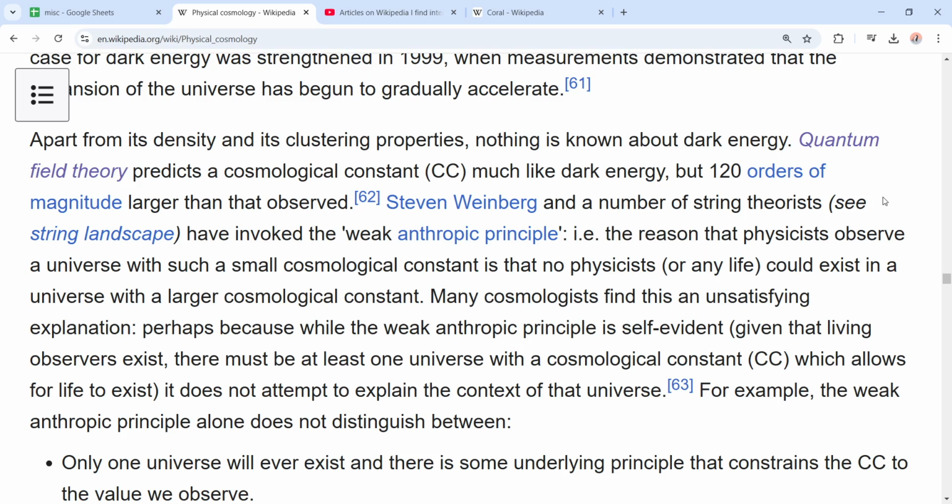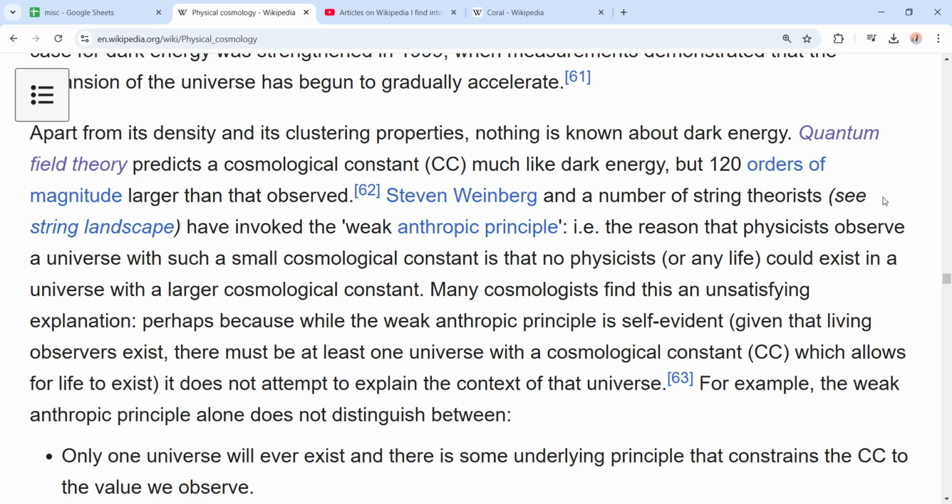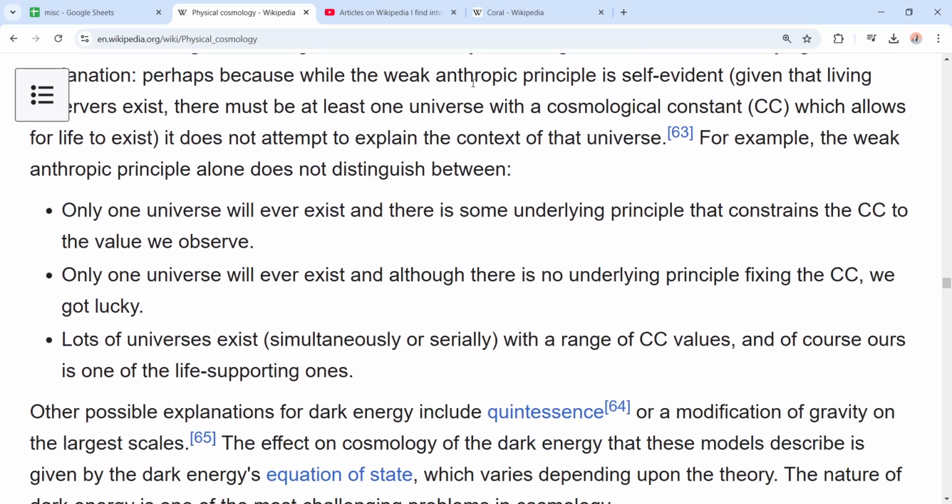Many cosmologists find this an unsatisfying explanation, perhaps because while the weak anthropic principle is self-evident given that living observers exist, there must be at least one universe with a cosmological constant which allows for life to exist. It does not attempt to explain the context of that universe.